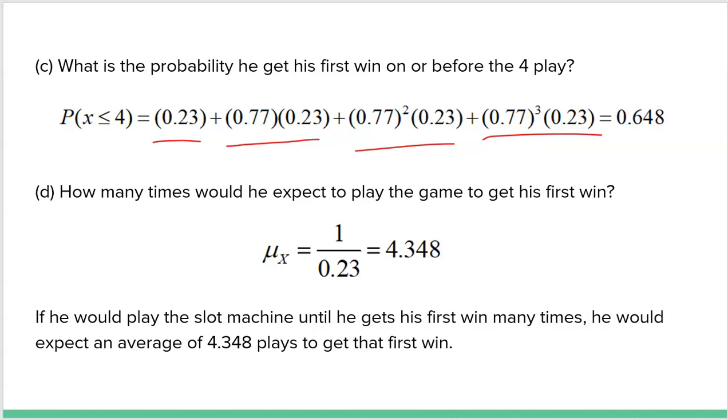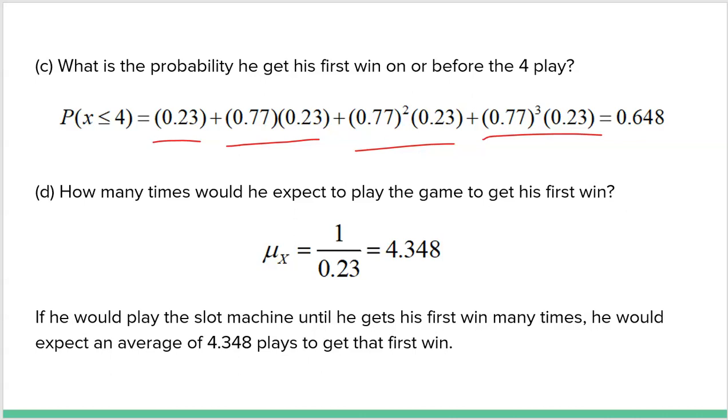So find each of those probabilities separately and add them all together. You could type it all into your calculator as well. The calculator will do order of operations correctly as long as you use the parentheses. And we get the answer of 0.648. So it's actually a really high chance, about a 65% chance, that Frank will get his first win on or before the fourth play.